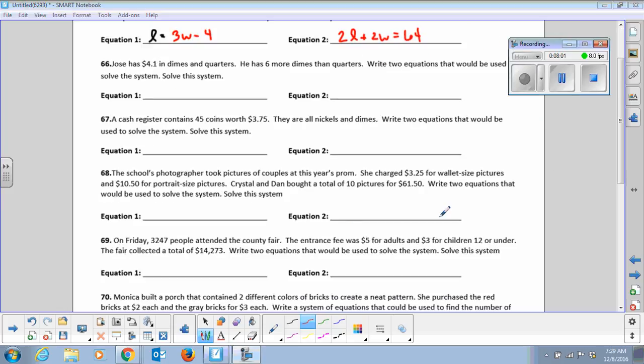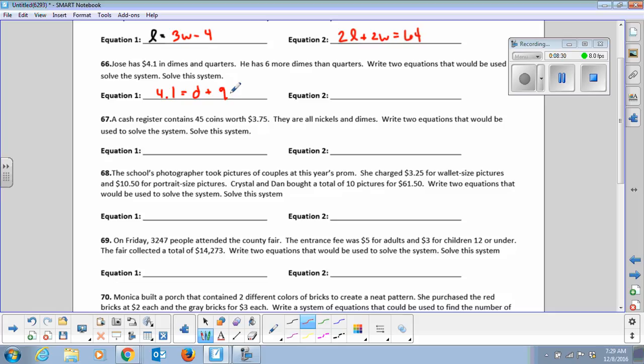Okay. And then just to get you started for 66, it says Jose has $4.10 in dimes and quarters. He has 6 more dimes than quarters. Write two equations that would be used to solve this system. So when you're going through these, you're generally going to have one equation for the total. So here my total is 4.1. And what are the things I'm combining? Right here, dimes and quarters. So those are going to be my two variables.